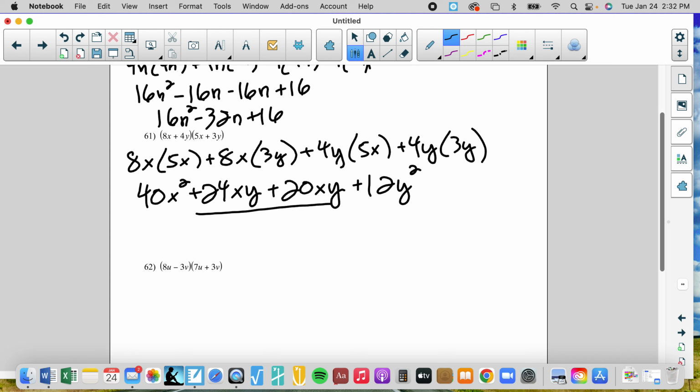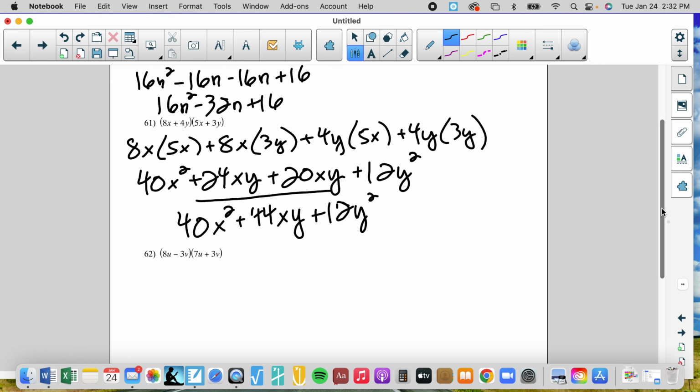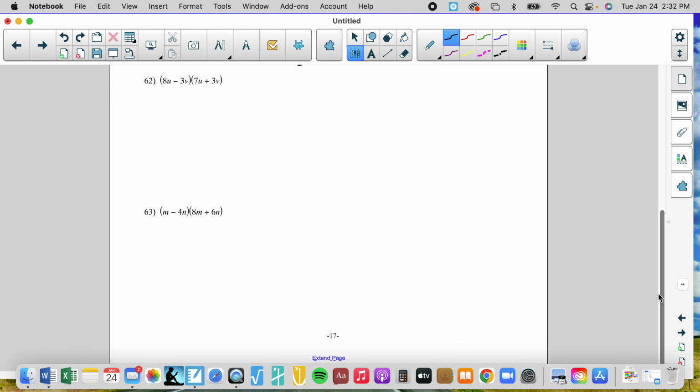Notice our outside and inside are like terms, so we can combine those. 24xy and 20xy is 44xy plus 12y squared. Handful more.